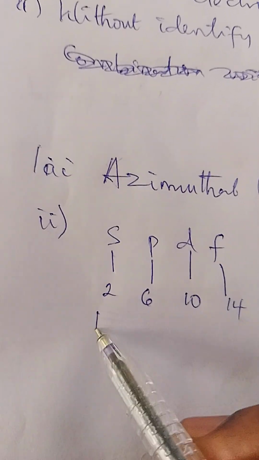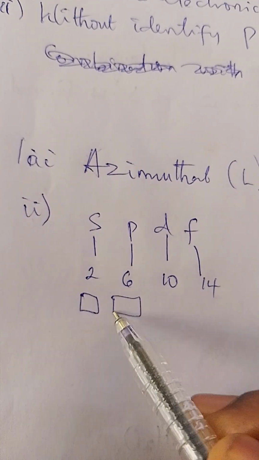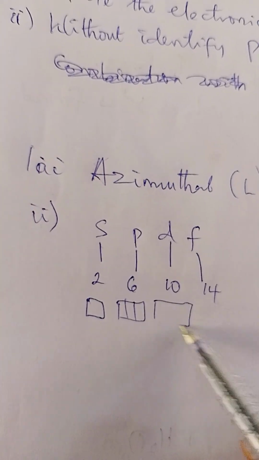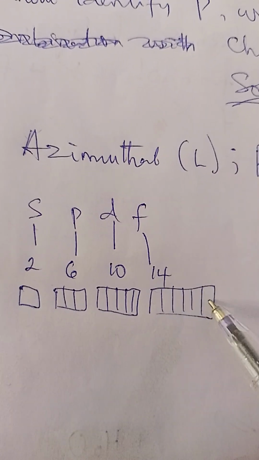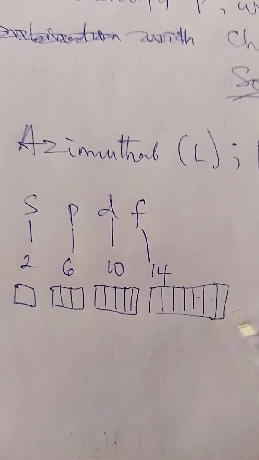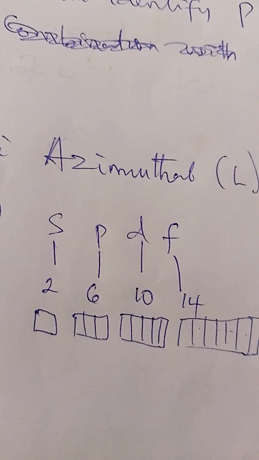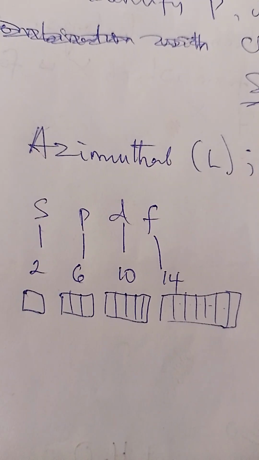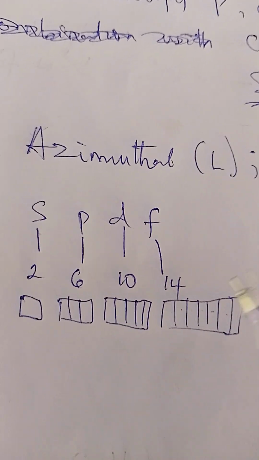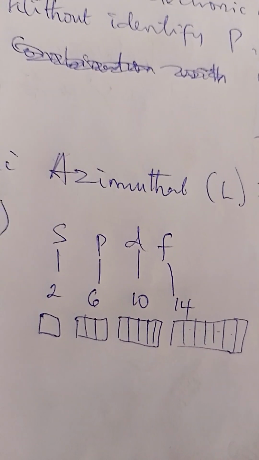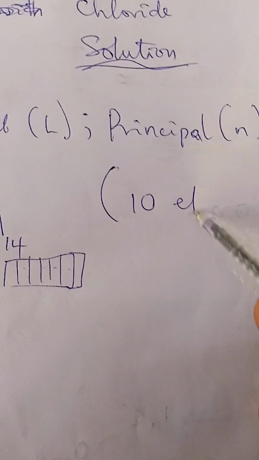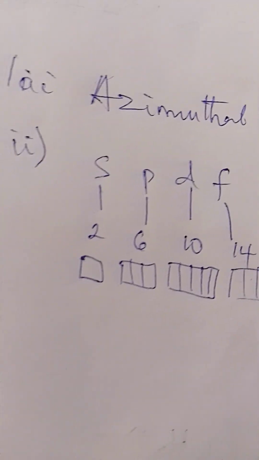How do you know? Because S has 1 energy level. P will have 3 energy levels. D will have 5 energy levels. And F will have 7 energy levels: 1, 2, 3, 4, 5, 6, 7. So in 3d, 4d, however they put it, the maximum number of electrons any d orbital can contain is 10 electrons. So the answer there is 10 electrons. I just use this to explain, for your proper understanding.